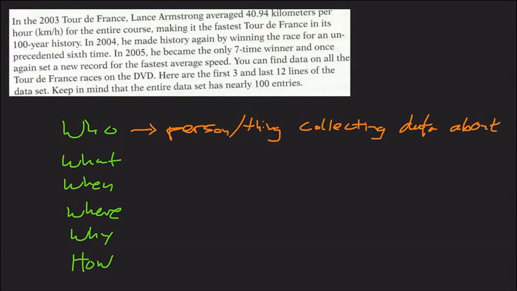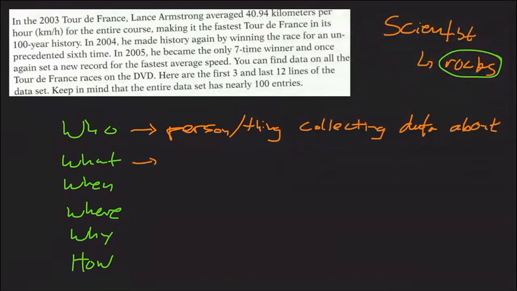So this one can be confusing because, say, for example, we have a scientist and the scientist is studying rocks. You may want to say the scientist is the who, but the rocks would actually be the who. It's the thing we're collecting or a person we're collecting data about. Doesn't necessarily have to be a person.